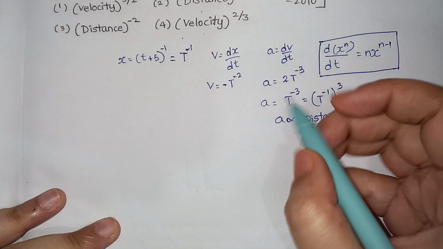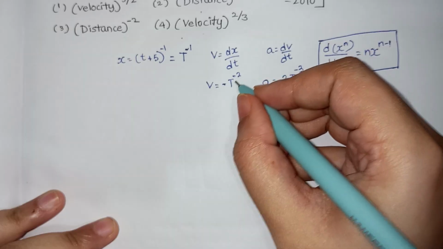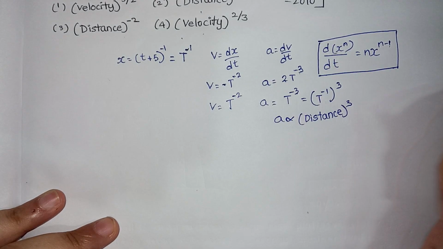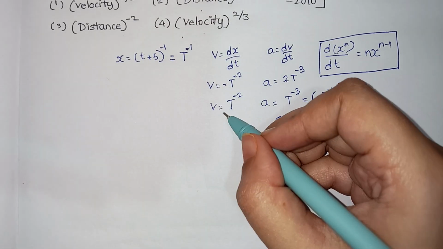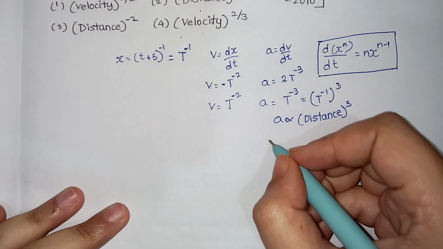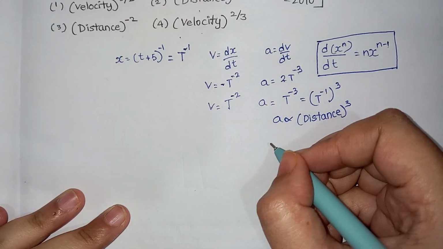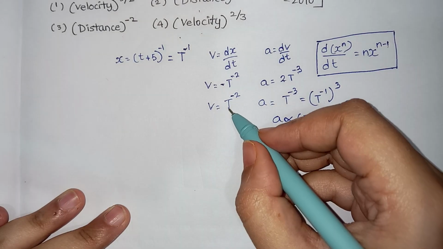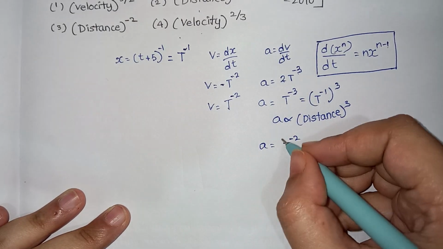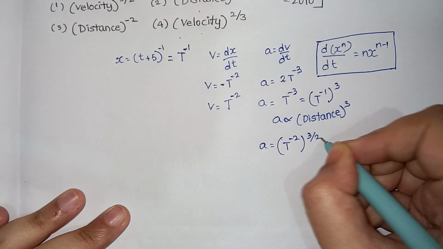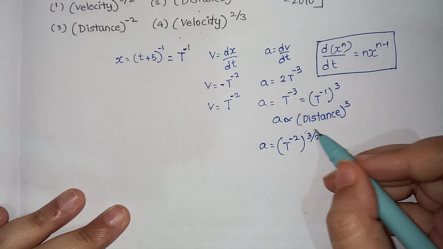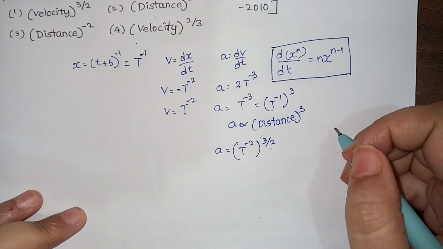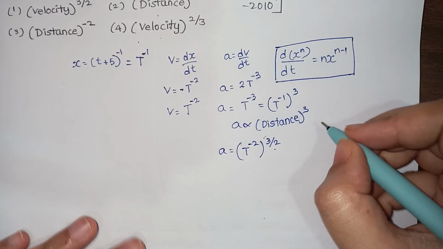So let's go with the velocity. For velocity we have v equals T power minus 2. Let's ignore this minus sign. So we have to write acceleration in terms of velocity. For that, a equals T power minus 2, which is velocity, whole power 3 by 2. Okay, you may ask how I wrote this 3 by 2. Let's see this. You will understand even more for other problems like this.